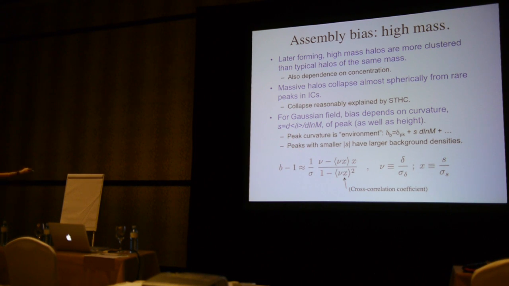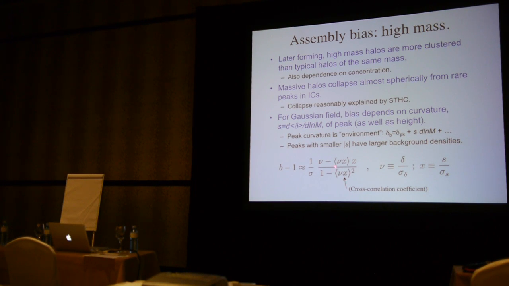And an interesting thing about Gaussian random fields that you can derive in about half a page of algebra is that peaks with a smaller absolute value of the curvature, right? The curvature around a peak is negative, so the smaller absolute value have larger background densities. And so if you write b minus 1, if you just wrote it in terms of the peaks and I integrated over all possible curvatures, you get that expression that I showed you previously.